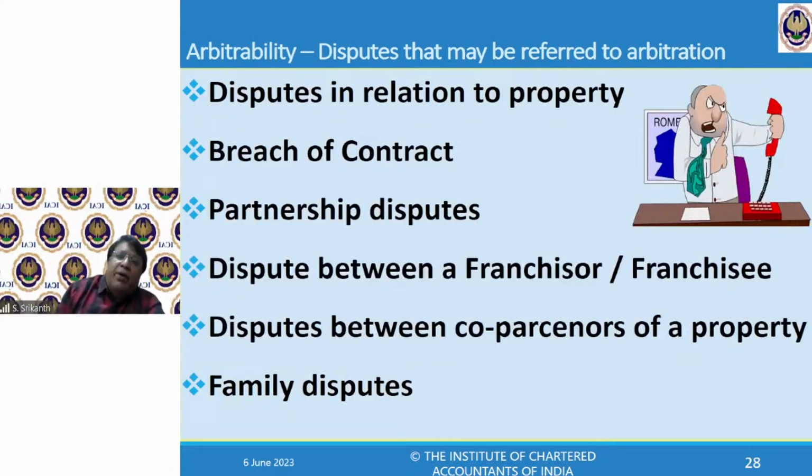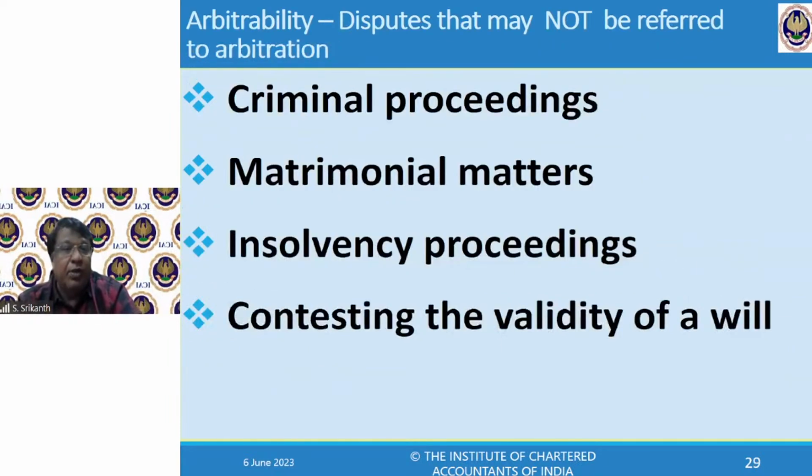So these are arbitrability, disputes that may be referred: disputes in relation to property, breach of contract, partnership, disputes between franchisor and franchisee, disputes between co-partners of a property, family disputes between brothers regarding property, assets, how the business will be run. Be careful. Matrimonial matters, no. Matrimonial matters are not subject to arbitration. Okay? Because that's a more delicate matter.